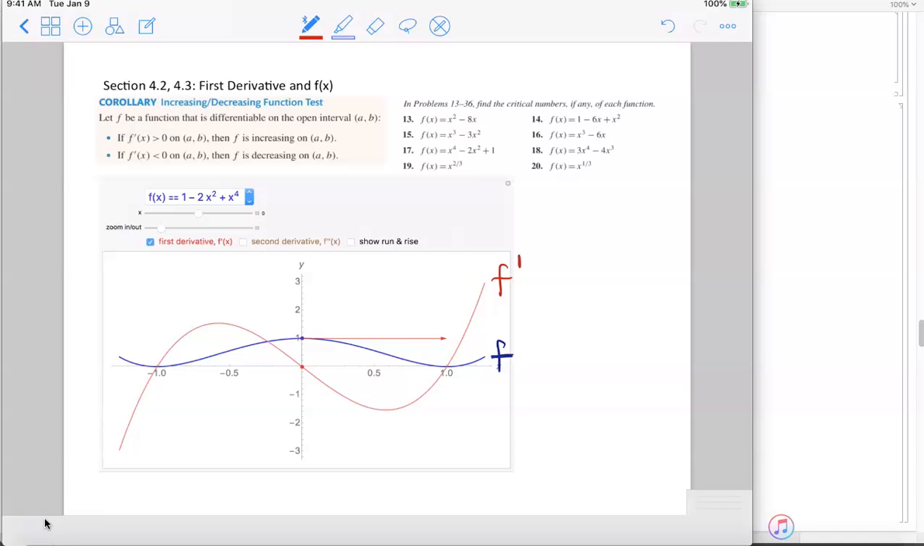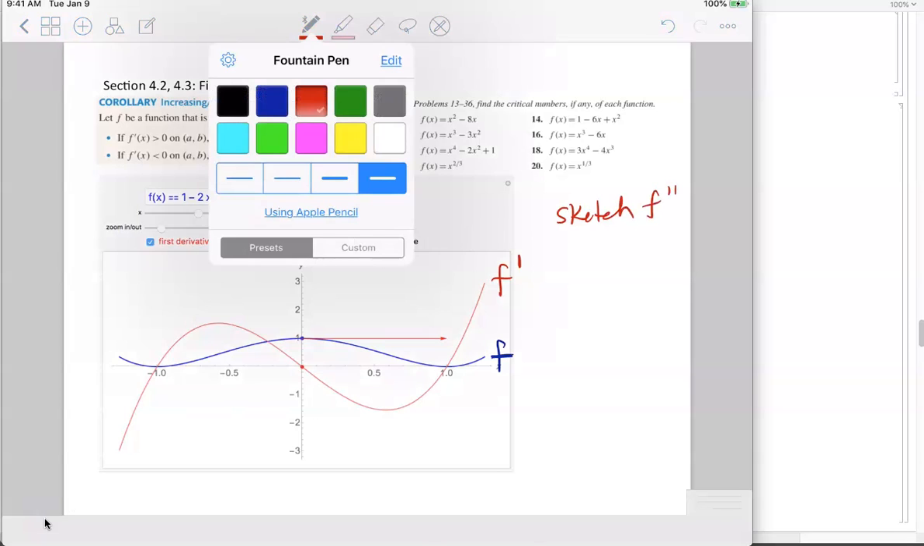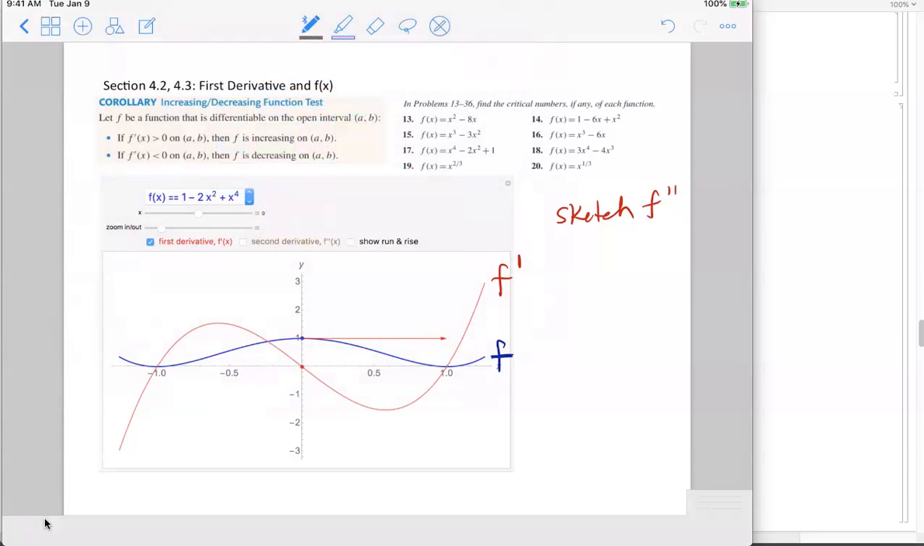Okay. Could we sketch a graph of f double prime? That would be possible to do because to find a graph of f double prime, you simply need to look at tangent lines to the first derivative. Okay? And we're noticing right here that there is a place where the tangent lines to the first derivative become 0. So there are two locations where the second derivative is equal to 0.